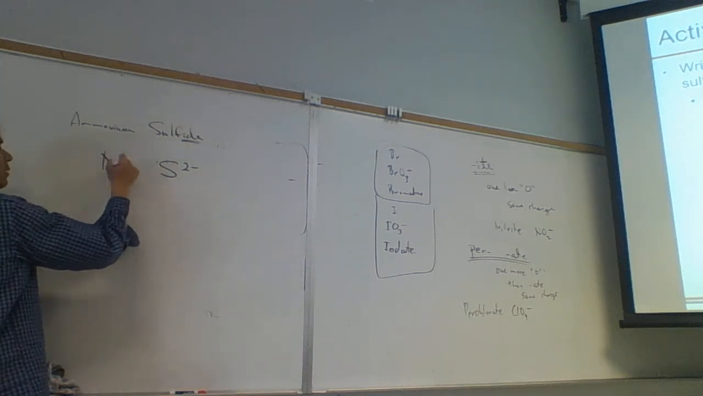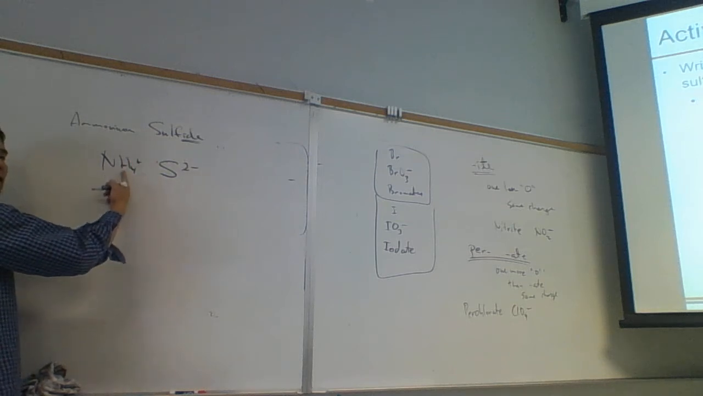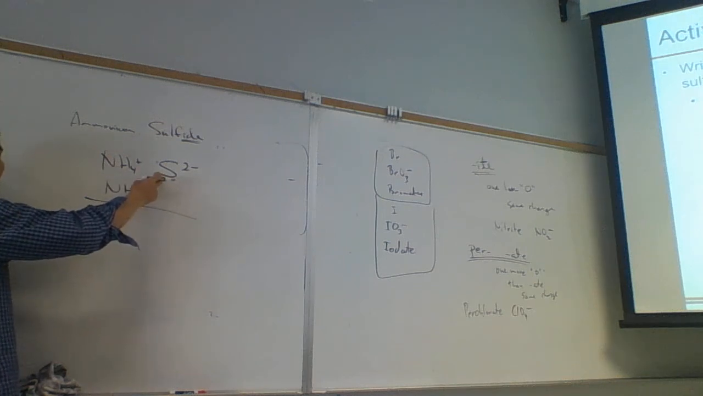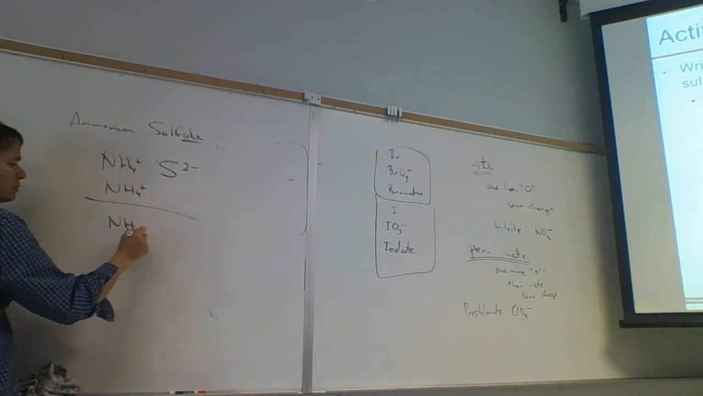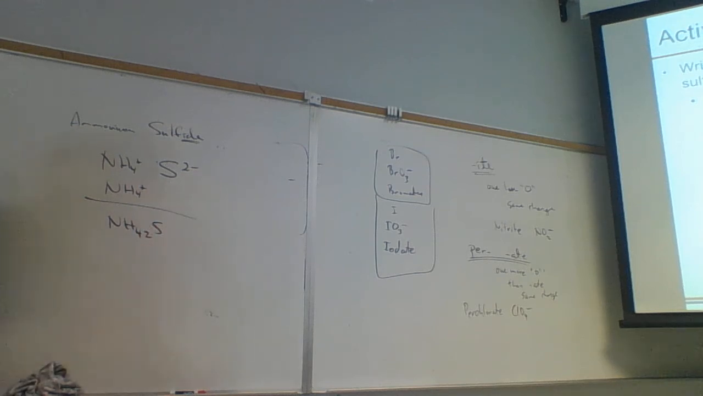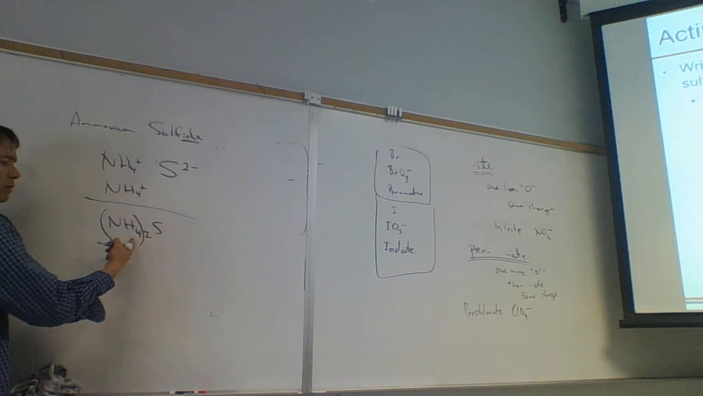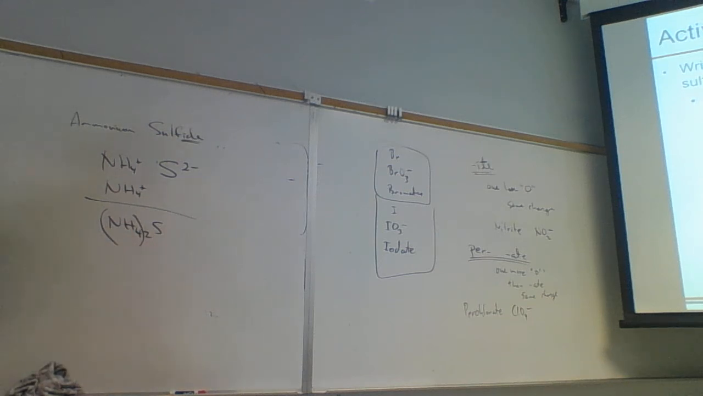And so, will one ammonium balance that out? Well, no, we need 2 ammoniums to balance out the -2 charge. If we show it like this, does that look right? No. We have to make sure that we show that we have 2 ammoniums, not 42 hydrogens. So this would be the formula for ammonium sulfide: 2 ammoniums to every sulfide, to balance out the positive and negative charge.